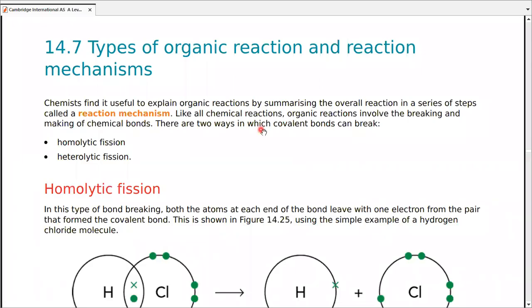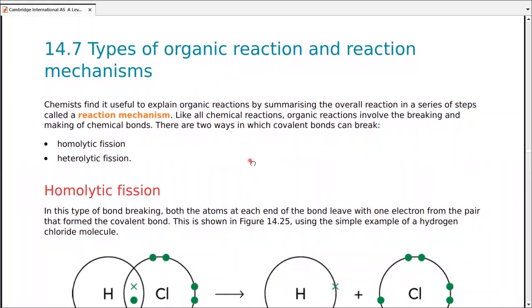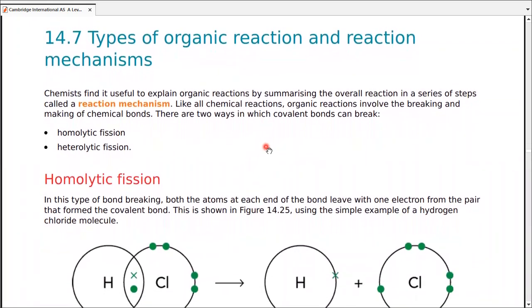So, types of organic reactions and reaction mechanisms. Reaction is something that we have been doing all along, but reaction mechanism is going to be a part of A levels, because that is really a step up, something advanced. When we use the words reaction mechanism, it actually means to summarize the series of steps that happen during a reaction.